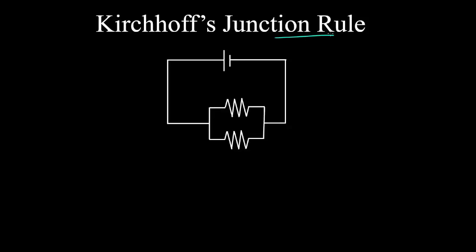Kirchhoff's junction rule is a consequence of the conservation of electric charge. And it states that the total amount of charge entering a junction per unit time, which is the current, must be equal to the total amount of charge exiting the junction per unit time.